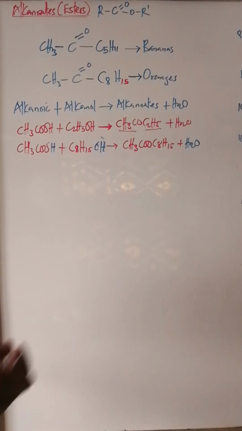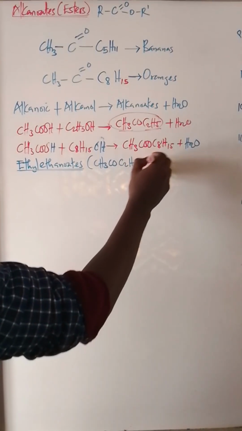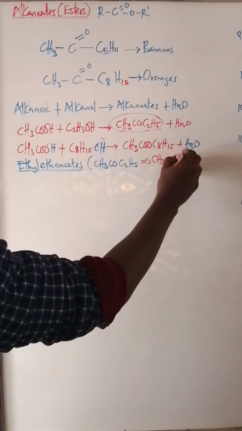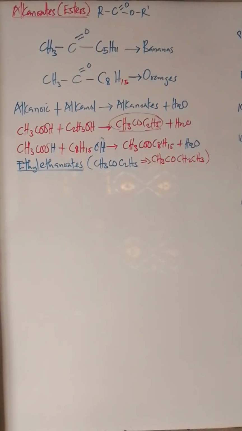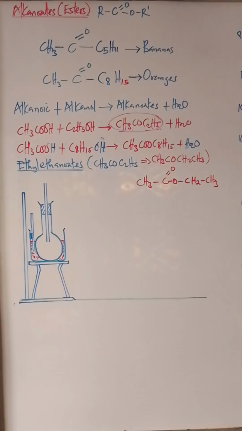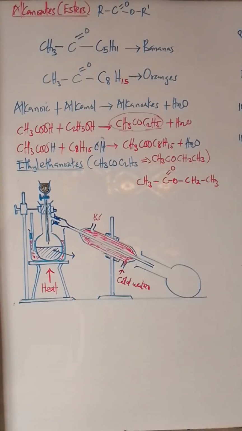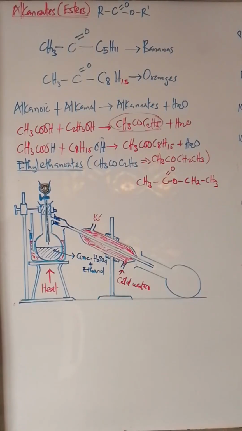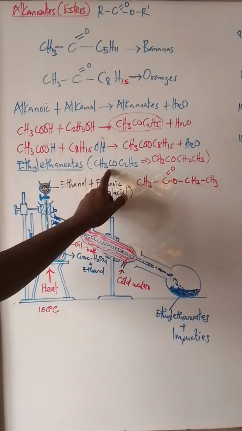Okay, let's pick one. Let's just pick this ethyl ethanoate. How do you produce this in the laboratory, and what are its physical and chemical properties? You can either write it this way, or you can also write it as CH3COOCH2CH3, or you can draw the structure. Alright, so to produce this ethyl ethanoate.